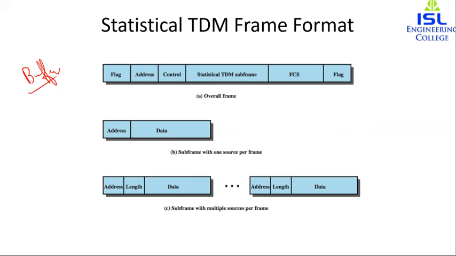However, some means is needed to specify the length. The frame consists of a sequence of data fields, each labeled with an address and a length. The address field can be reduced by using relative addressing. That is, we can use 2-bit labels 00, 01, 10, and another approach is to multiplex one character of data from each source. So this is the statistical time division multiplexing frame format.